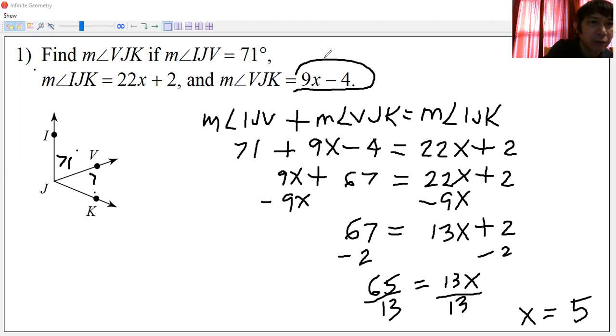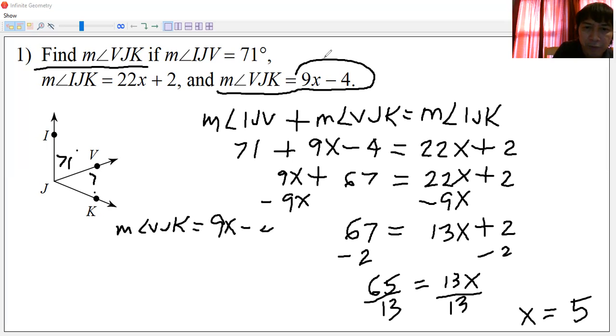We're asked to find the measure of VJK, and that is expressed as 9x minus 4 over here. Okay, so we're going to solve for VJK, the measure of the angle VJK, and that is equal to 9x minus 4. All right, let's put a dividing line here like that. Okay, so we have here equal to 9x minus 4.